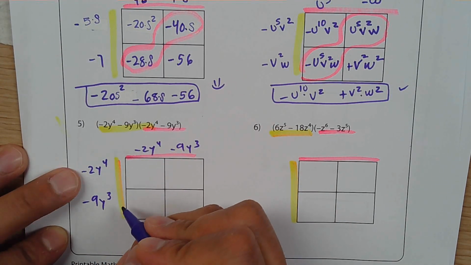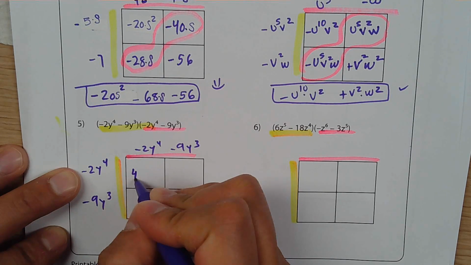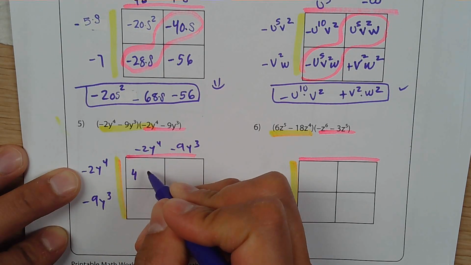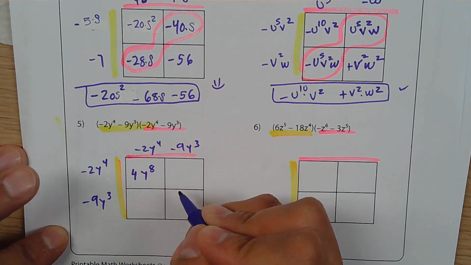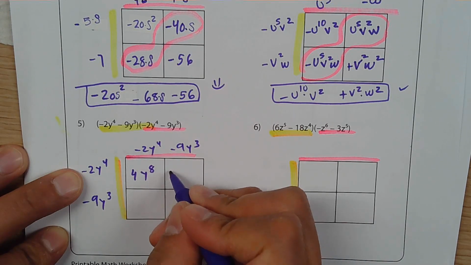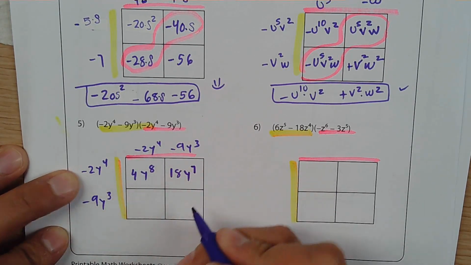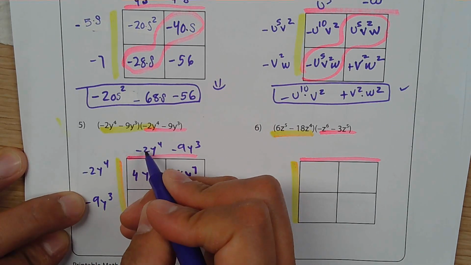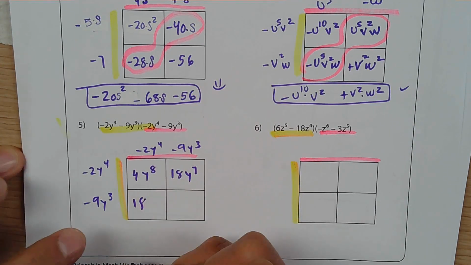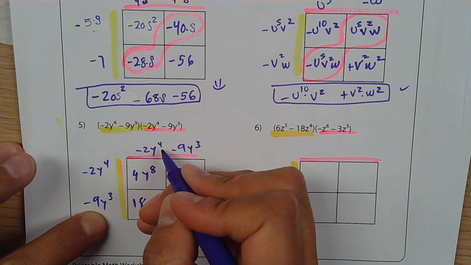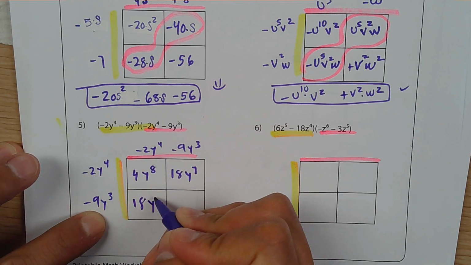Now let's multiply. Negative 2 times negative 2 will be positive 4. Y to the 4 times y to the 4 will be y to the 8. Negative 2 times negative 9 will be positive 18. And 4 plus 3 is 7. Negative 9 times negative 2 will be positive 18. Y to the 3rd times y to the 4th will be y to the 7.